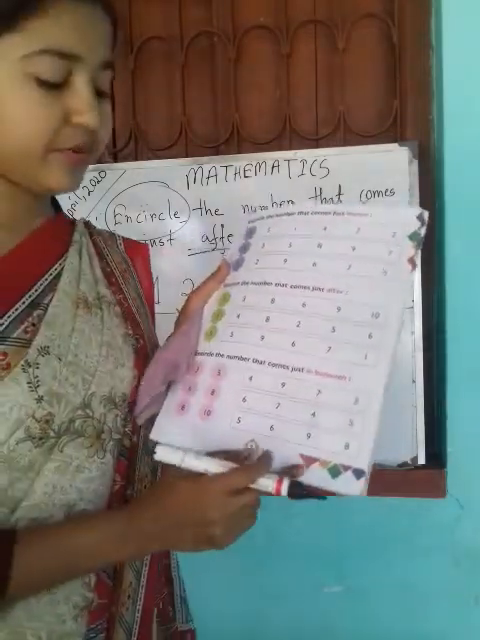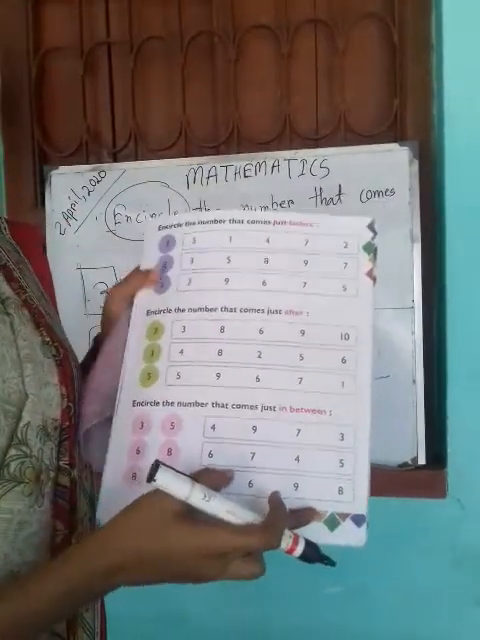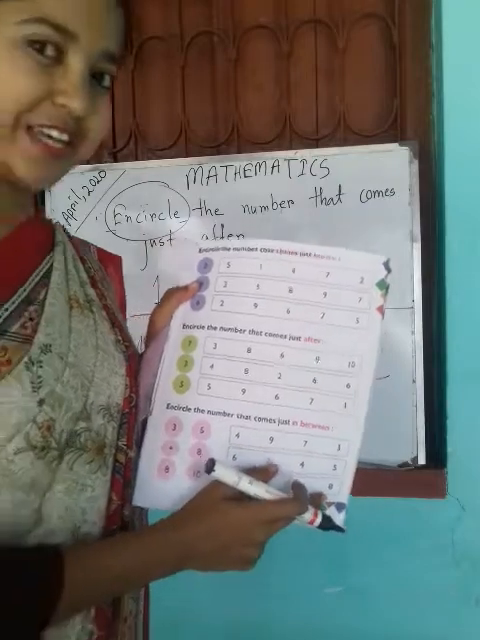This is how you will do this chapter. There are between numbers. You will do this also. Okay. Thank you.